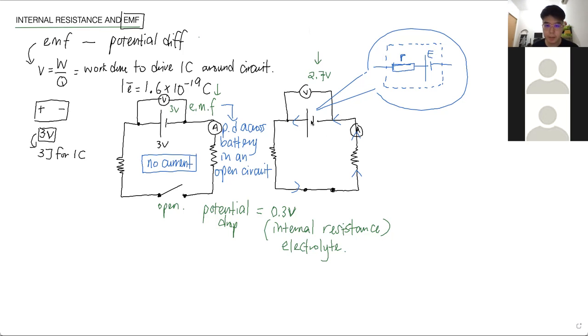So in a closed circuit, when there's current flow, current passes through the internal resistance. So that's why you get a drop here. Now, here we want to form an equation for the internal resistance.